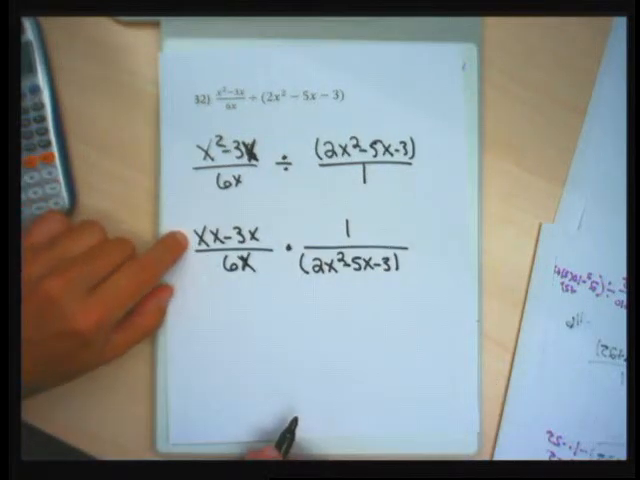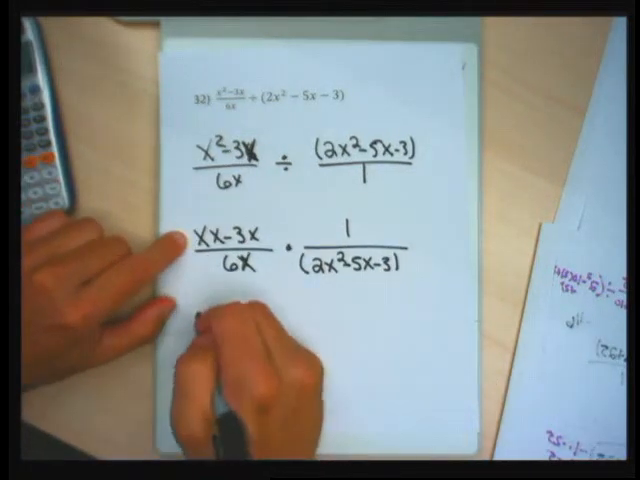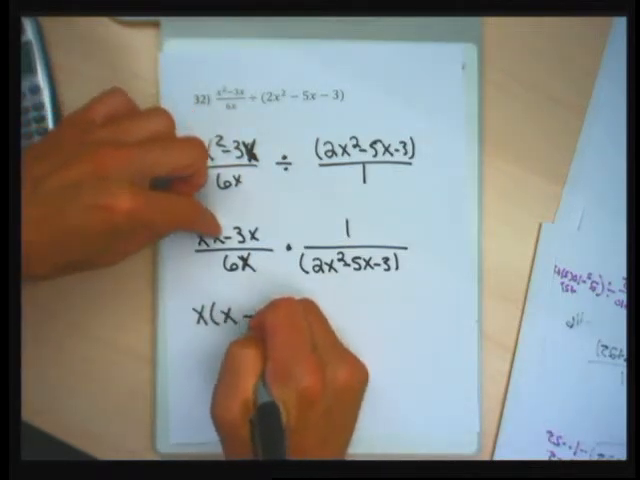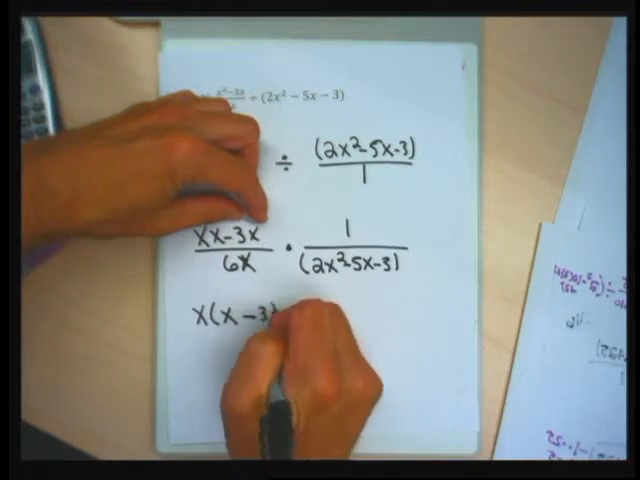Easy factoring here. I'm factoring out an x. When I factor an x out, there are 2 x's there, I'm left with 1. After the minus sign, there's only 1 x, I'm left with a 3.